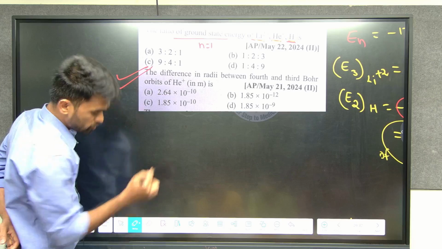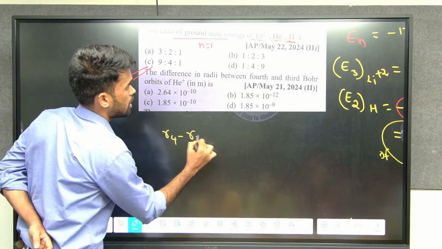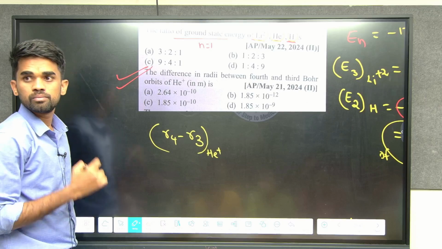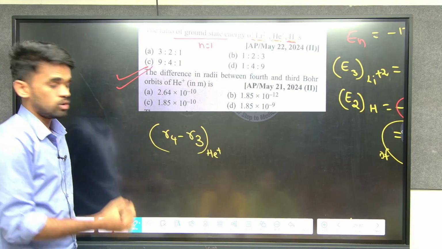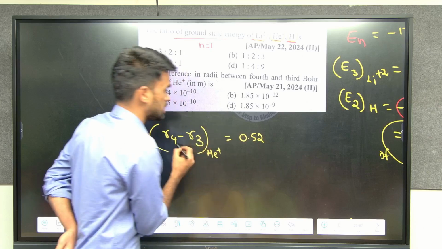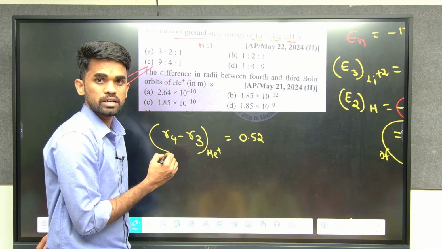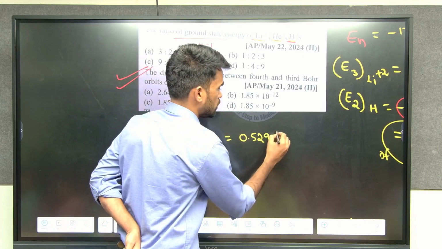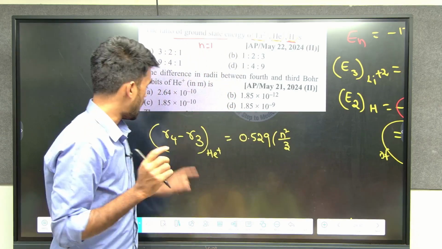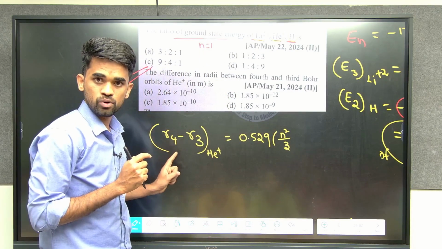So difference of what? R4 minus R3 of what? Helium plus. Okay, so what should I take here? Radius means what is the formula? 0.529 into n square by Z. He is saying R4. Okay.